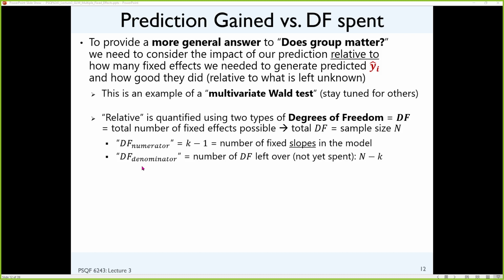Now, giving each person their own slope is maybe not useful, because I don't know why your slope's different than my slope, but I know that it is. So denominator degrees of freedom is this sort of idea of potential, how much more complicated could we make this model relative to what we've already put in. So degrees of freedom you can think of as money or points.